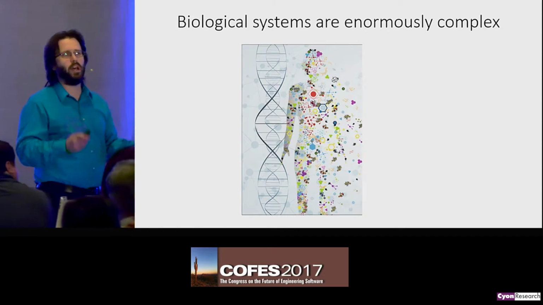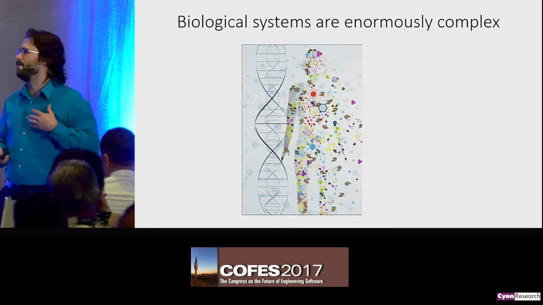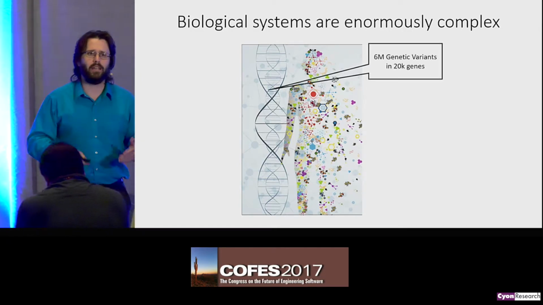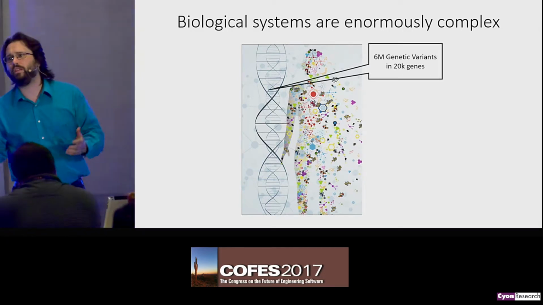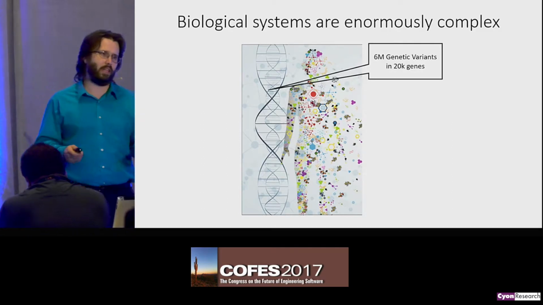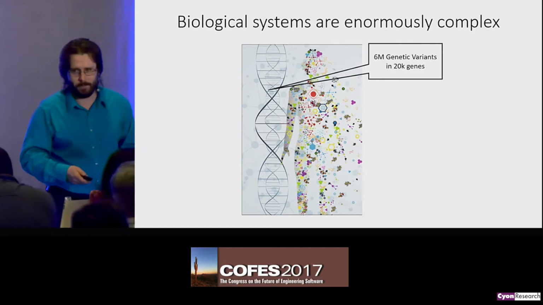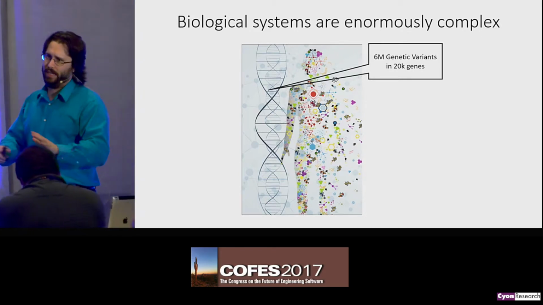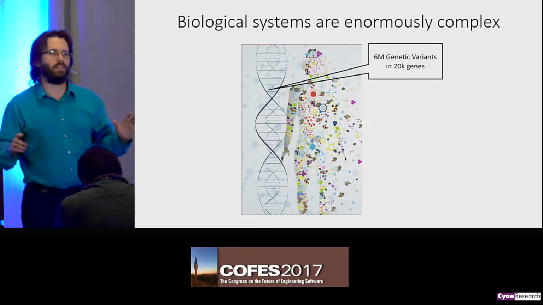And the context where we do a lot of our work is computational biology. That's my background. Biological systems are enormously complex. Take the human genome. There are 6 million common genetic variants in the human genome and about 20,000 genes. Now, if those variants operated independently or additively, that would be a big and complicated and nasty space.